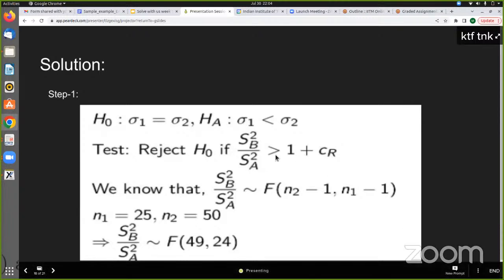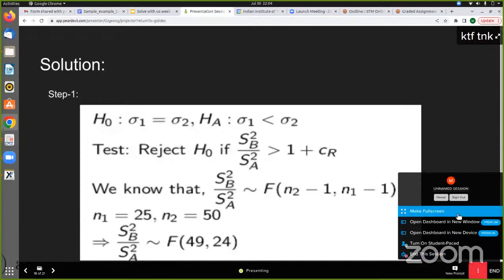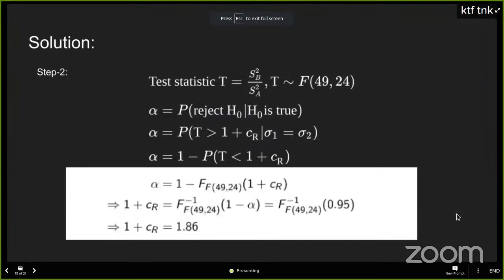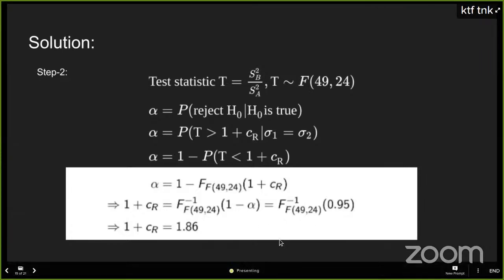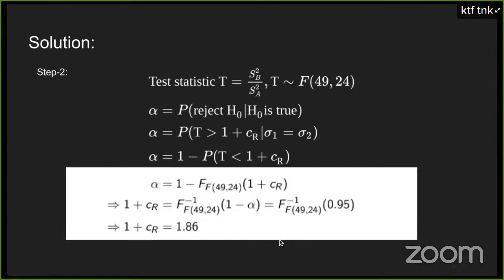Okay, but when we are using SB square upon SA square greater than 1 plus CR, when we are considering this 1 plus CR, I think we should take the value of alpha by 2, not alpha. Okay, how have you done the calculation for this? F inverse of 1 minus alpha. What is it giving? I am getting the value as 1.86, the final 1 plus CR value. Ultimately we are calculating 0.95. For me, it was coming as 0.975, approximately equal to 0.95.